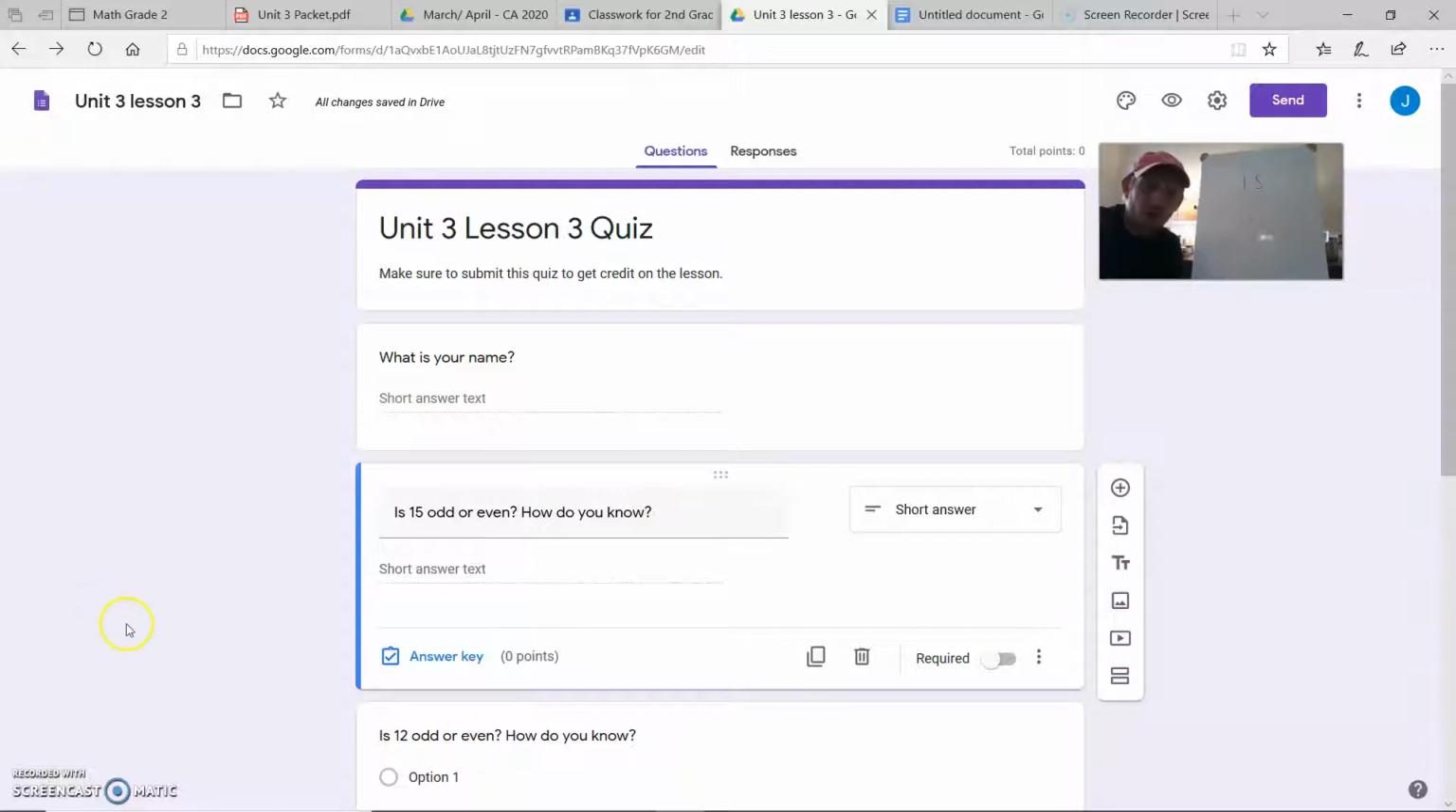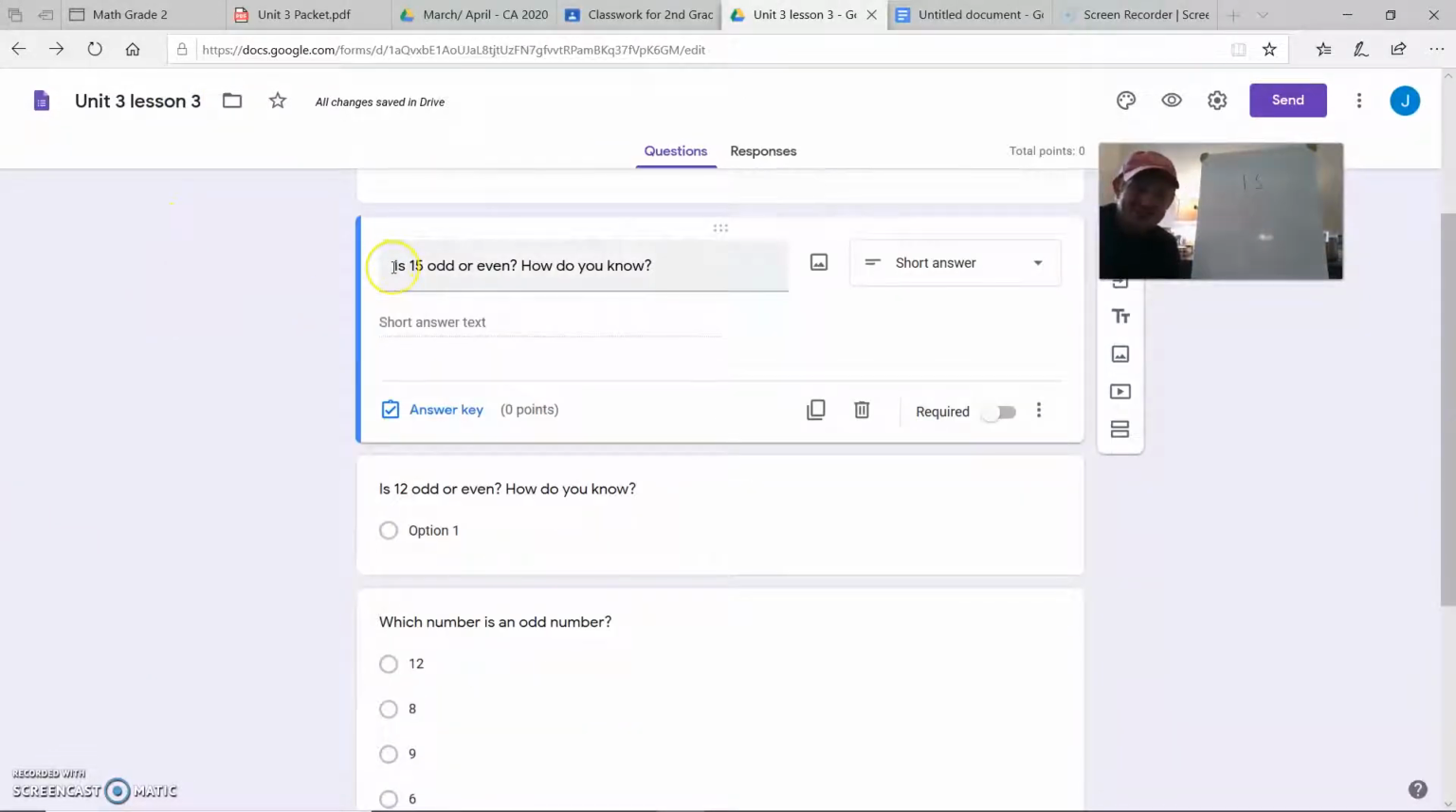We are going to be going over our Unit 3, Lesson 3 quiz, and let's just jump right in. Number 1 says, is 15 odd or even? How do you know? I'm making the questions a little harder now. You actually have to write out your answer, not just multiple choice.